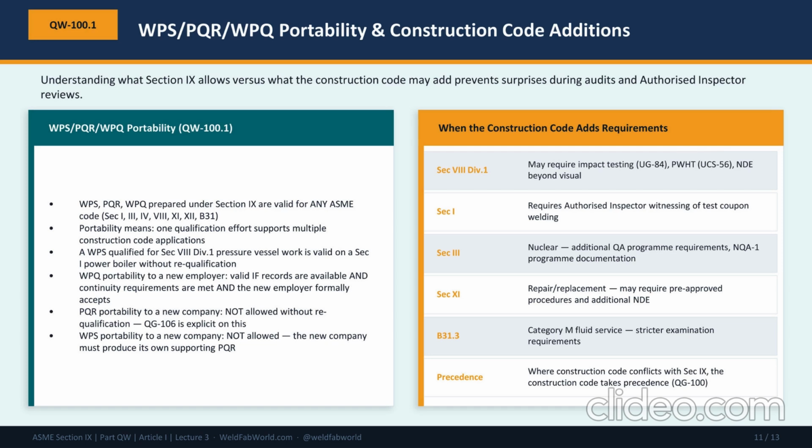The bottom line: Section 9 compliance is necessary but not always sufficient. Check the referencing construction code for what it adds. Where there is a conflict, the construction code wins.